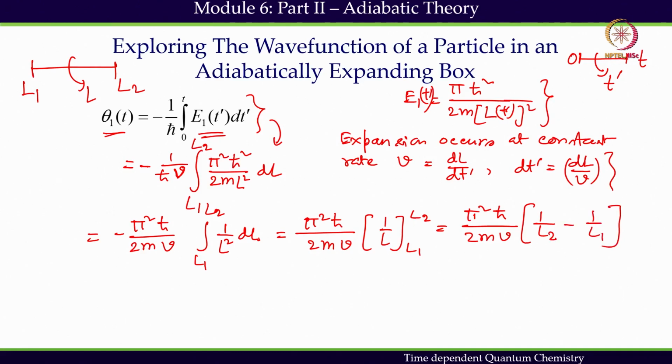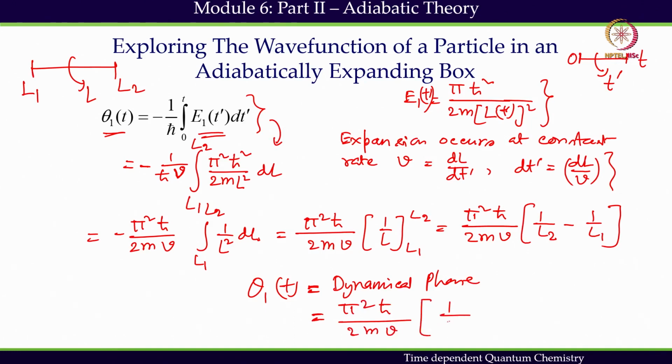So we finally get this theta 1 t, the dynamical phase accumulated by the wave function due to this dynamical evolution, which is pi square h cut by 2m v times 1 by L2 minus 1 by L1. So we have got one phase factor for the expanding one-dimensional box problem.